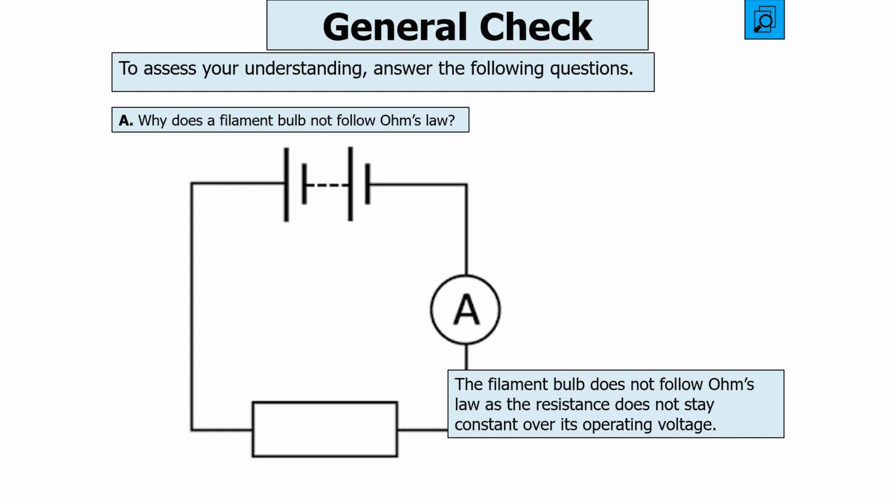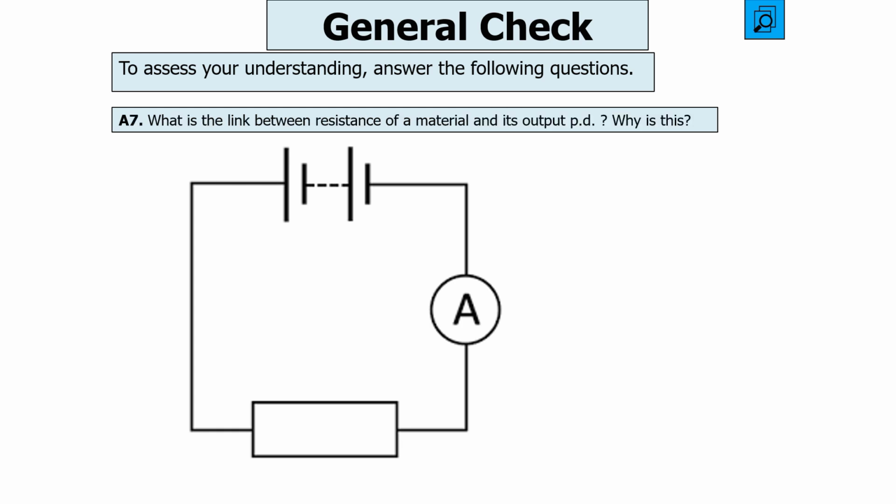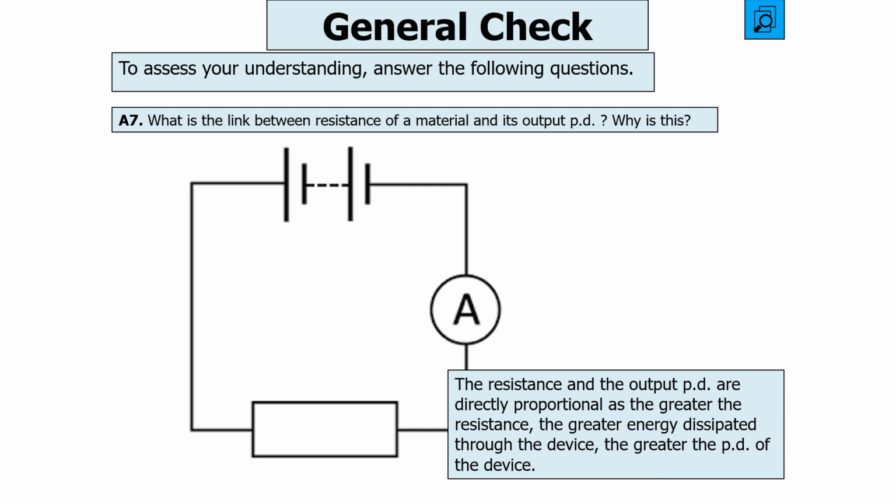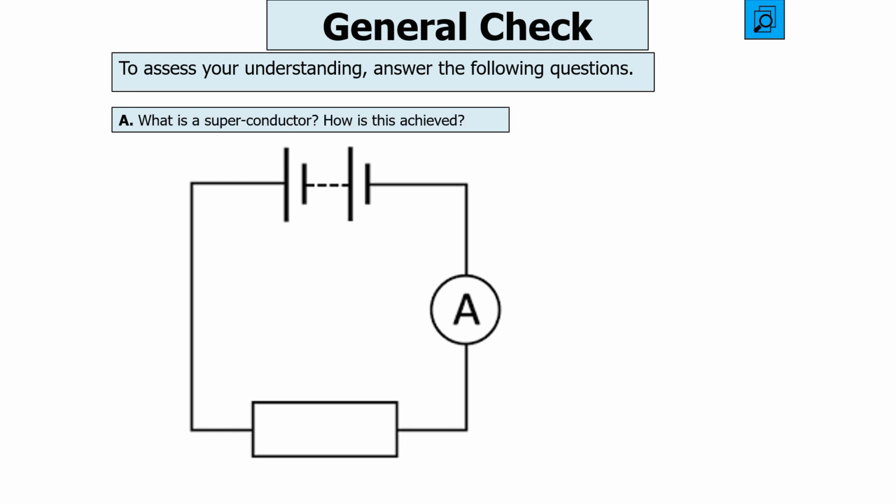Now the next question. What is the link between the resistance of a material and its output potential difference, and why is this? So pause the video now, then unpause the video when you want to go through your answer. Right, the resistance and the output potential difference are directly proportional, as the greater the resistance, the greater the energy dissipated through the device, the greater the potential difference of the device.